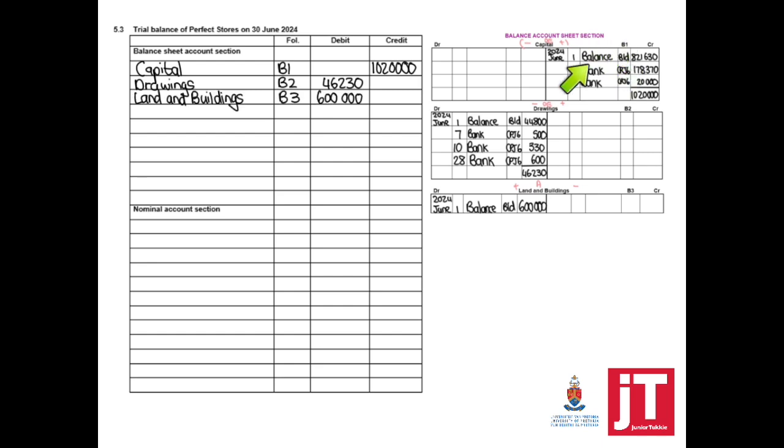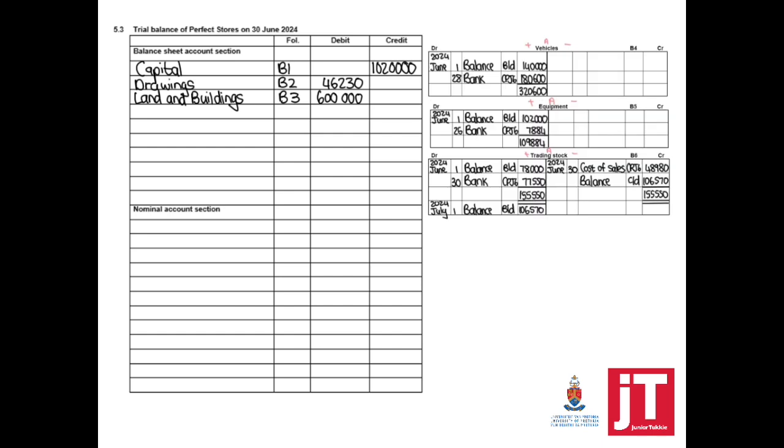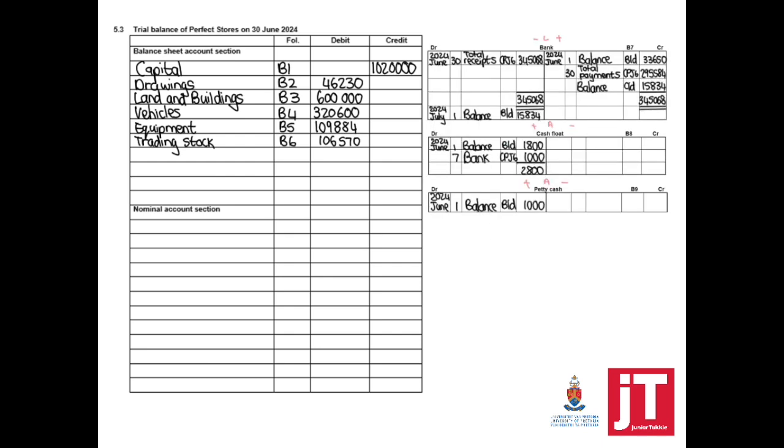You cannot suddenly renumber these accounts. We started with capital, drawings, land and buildings. Then we've calculated vehicles, our new balance, equipment, account number B5, trading stock, account number B6. So again, we have to use our end balances. Then we moved on to bank. We went from a credit balance to a debit balance, cash float on the debit side, and petty cash on the debit side, the same as it appears in your general ledger.